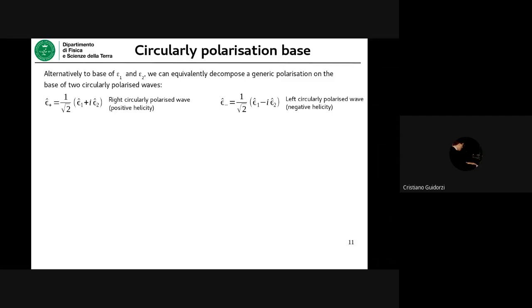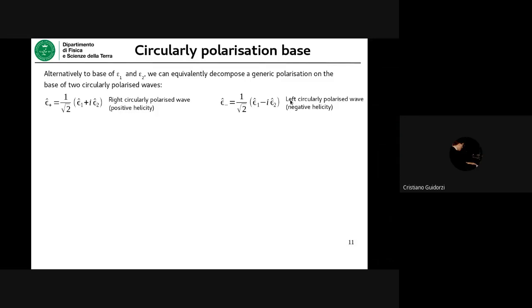And to this aim, you define a new basis, which we call, you see the two unity vectors, here epsilon plus and epsilon minus, which are a combination of both epsilon 1 and epsilon 2, which are the two instead which form the linear base, the linear polarization base. So now, the one with plus sign is the so-called right circularly polarized polarization unity vector, or positive helicity, while the one with the minus sign is also referred to as the left circularly polarized wave, or negative helicity.